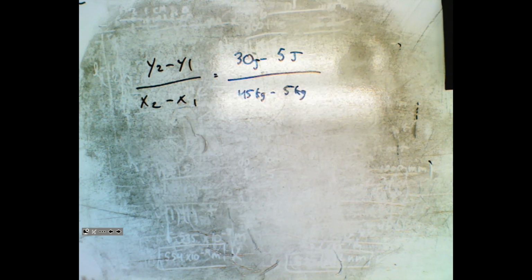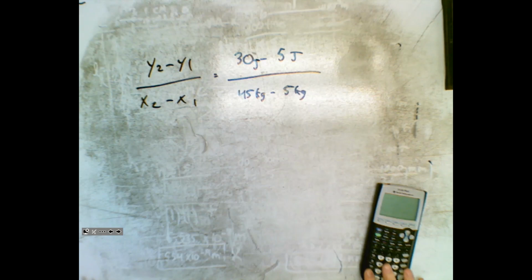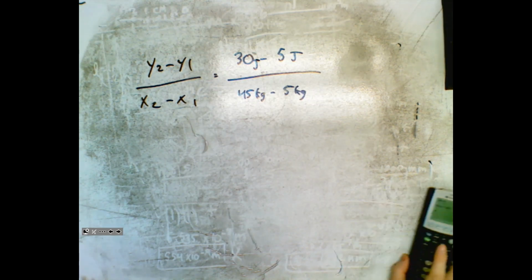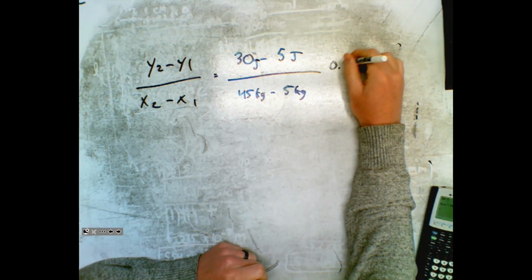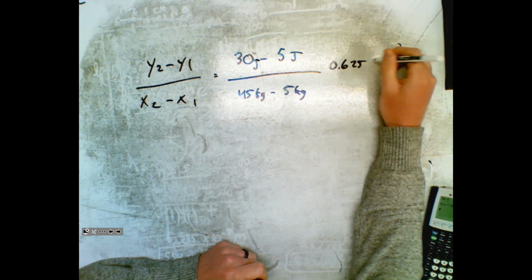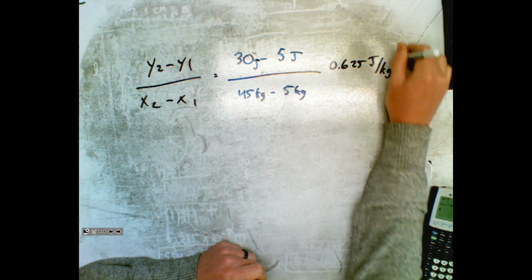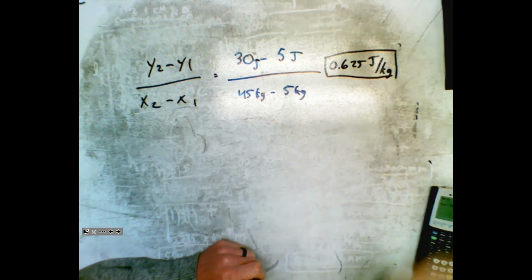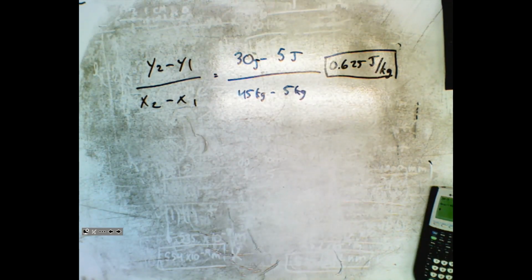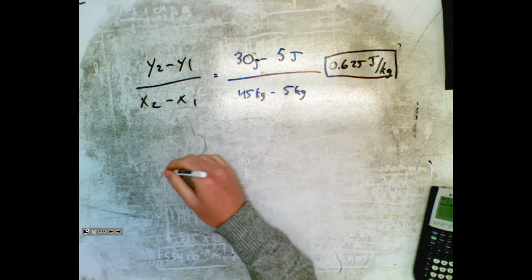Okay, so make sure you put those units behind, and when I calculate my slope, I get 30 minus 5 divided by 40, and I get 0.625 joules per kilogram. Cool. So that's my slope. What do we do with that? Well, this is this new technique that I'm going to show you.